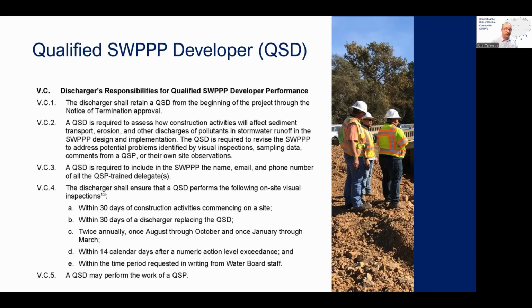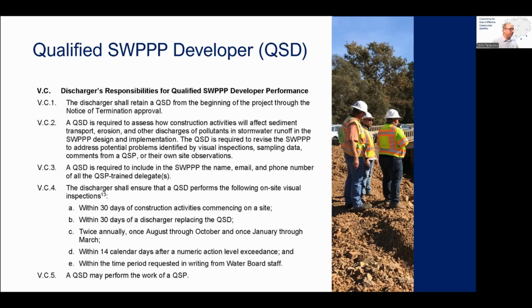Well, let's press on in the new permit and see what's required now. A QSD is required to assess how construction activities will affect sediment transport, erosion, and other discharges of pollutants in stormwater runoff in the SWP design and implementation. The QSD is required to revise the SWP to address potential problems identified by visual inspections, sampling data, comments from a QSP, or their own site observations. Does that mean we're going to be going out in the field? Yeah, we are.